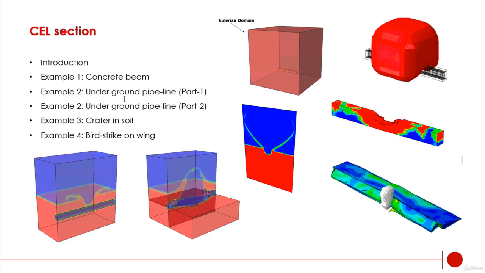And also in example 2, which is divided in two parts, part 1 is going to be explosion inside the pipe, and the second part is going to be the explosion outside the pipe, and you're going to see the damage on a pipe in both cases. And also the third example is going to be the explosion in the soil, as you can see, and the crater which is made due to explosion. And finally example 4, which is a bird strike using a CEL method. Now I'm going to show you some of these examples.